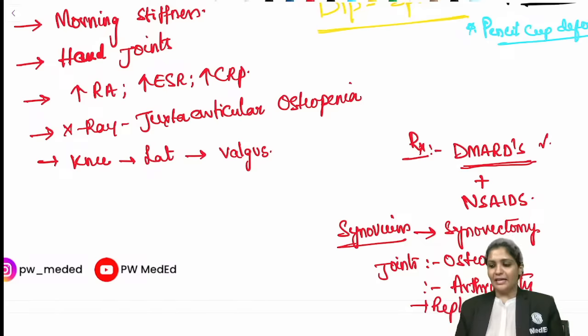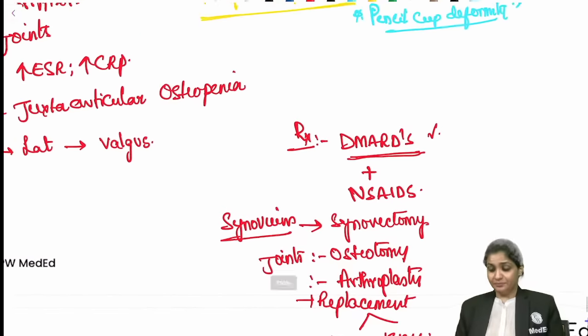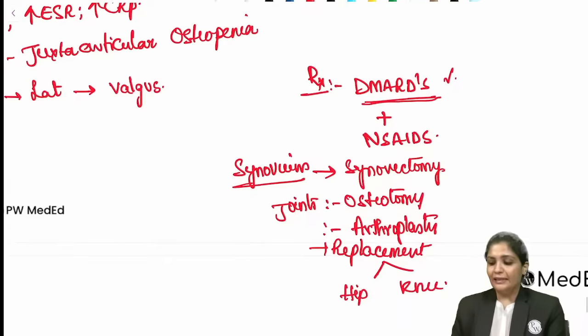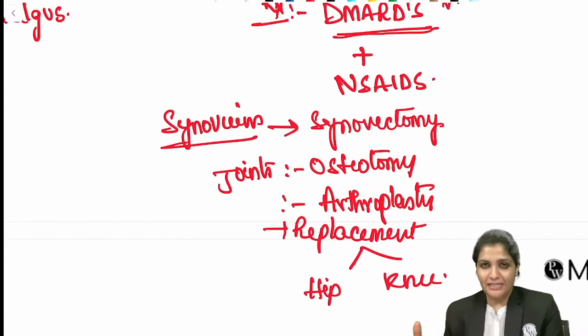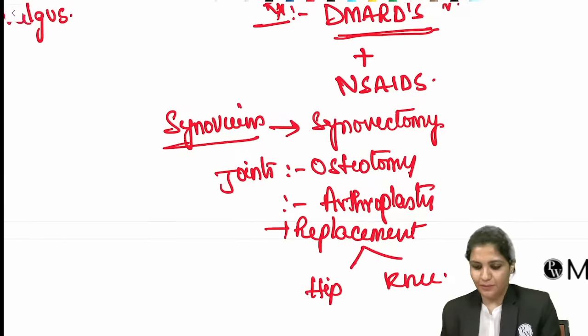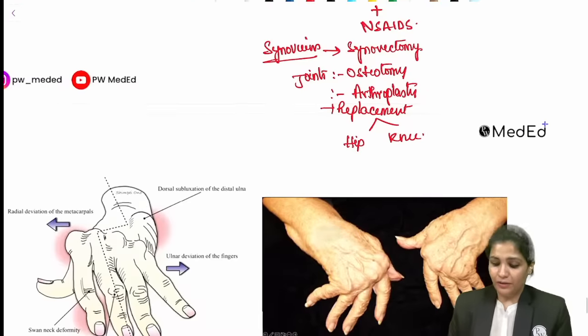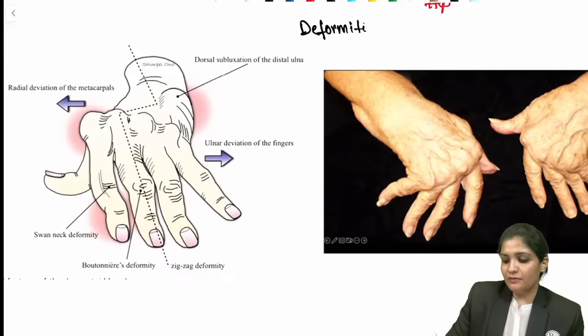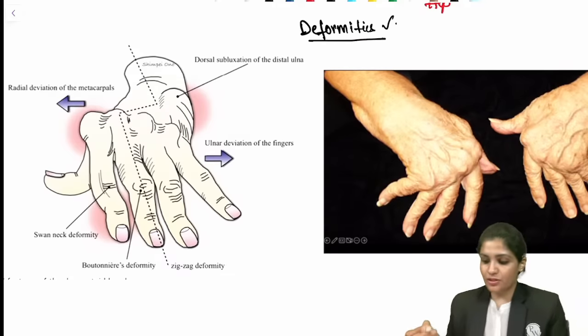You always start with DMARDs, and then you add NSAIDs, and then you put them on low dose steroids also. And then if the synovium is more problematic, you can go for synovectomy. And if the joints are involved, to some extent you can go for osteotomies. And then ultimately they will land up in arthroplasty, that is replacement. So larger joints usually undergo replacement, that is hip replacement and knee replacement. So that is the treatment of your rheumatoid arthritis. So let's now discuss the deformities in rheumatoid arthritis. As I've already mentioned, the deformities of the hand are important for the diagnosis of rheumatoid.